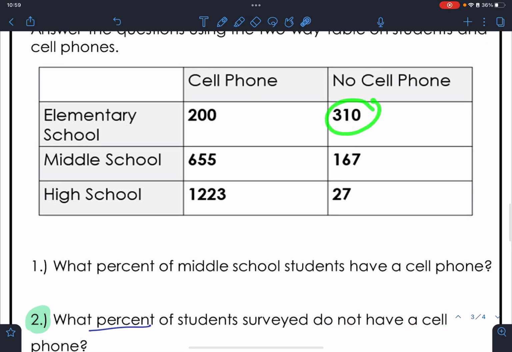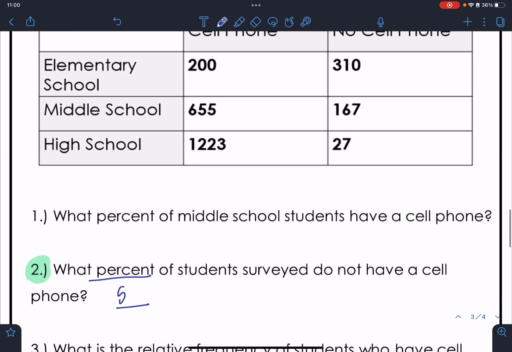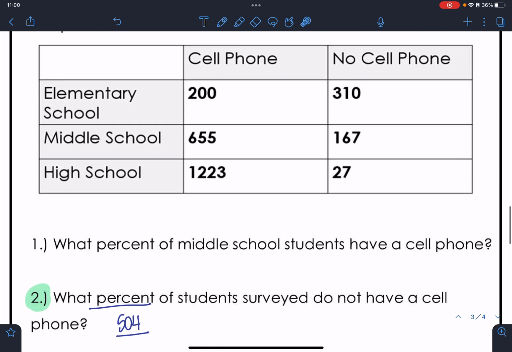310. Okay, it's 310 from the elementary, but it just says total students, right? Good. So you want to make sure to include all of those students, because it doesn't say elementary or middle school, it just says students, okay? So good. We can say 504 do not have a cell phone. That's by adding up the no cell phone.